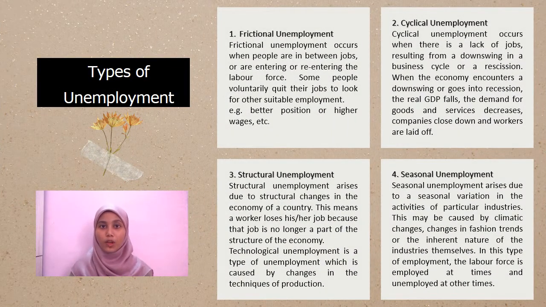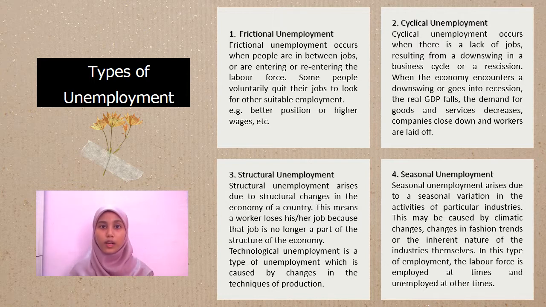Next, types of unemployment. There are 4 types of unemployment: frictional, cyclical, structural, and seasonal unemployment. First, frictional unemployment occurs when people are between jobs or are entering or re-entering the labor force. Some people voluntarily quit their job to look for other suitable employment. Example, better position and higher wages.